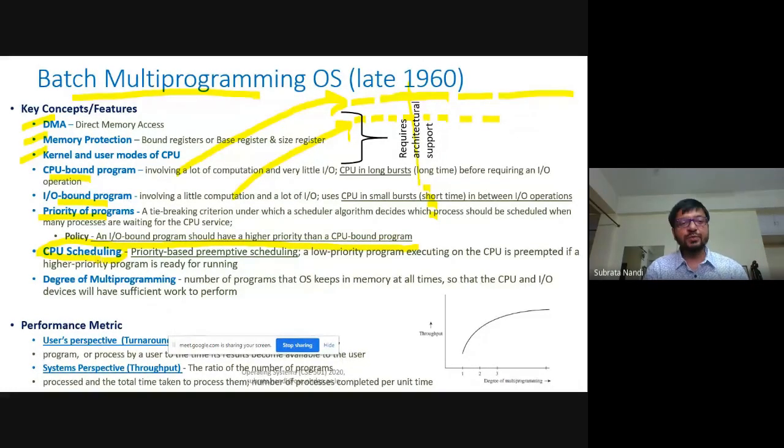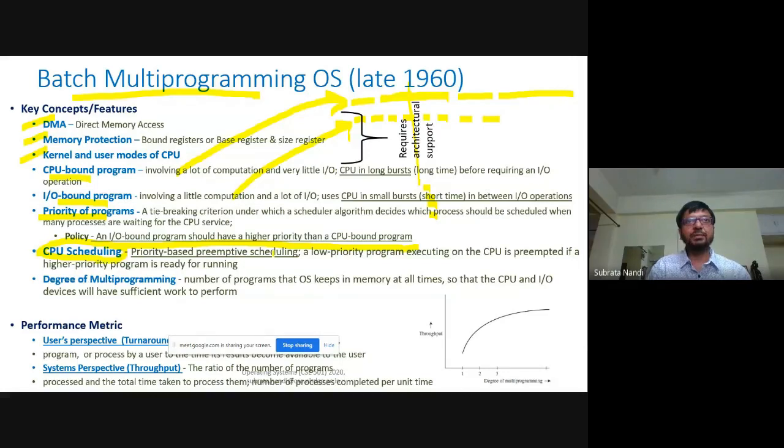Okay, so what is the CPU scheduling? What is the term we use for this? There are different types of scheduling. Scheduling means which of the processes will get the CPU. What is the policy for scheduling a process, a ready process, to be allocated to a CPU? So here we call this priority-based preemptive scheduling.